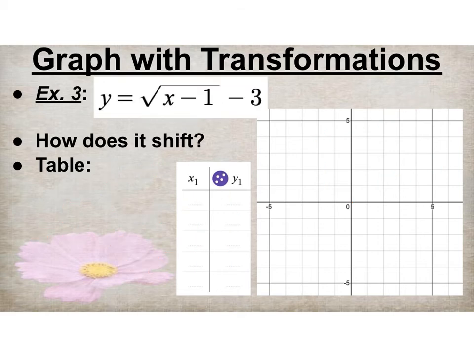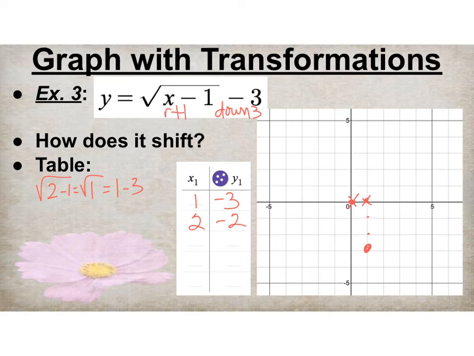Let's put a couple transformations together. So this is going to go to the right 1 and down 3 from our starting spot of 0, 0. So I'm going to go to the right 1 and down 3. And this is my actual point, so we're going to ignore those. So I'm at the point 1, negative 3. 2 would be a good value. The square root of 2 minus 1 is the square root of 1, is 1 minus 3 is negative 2.